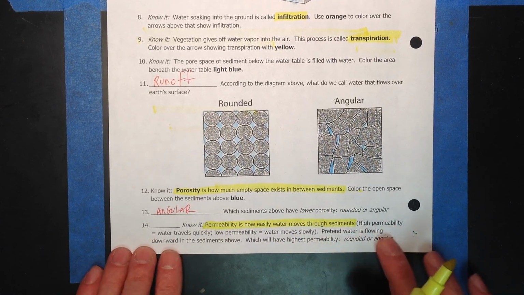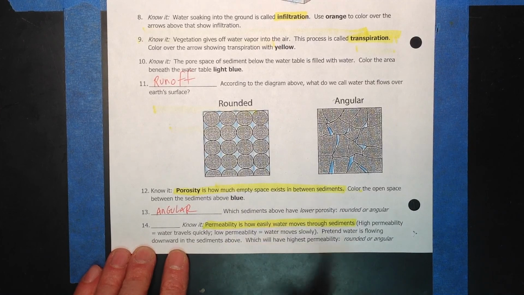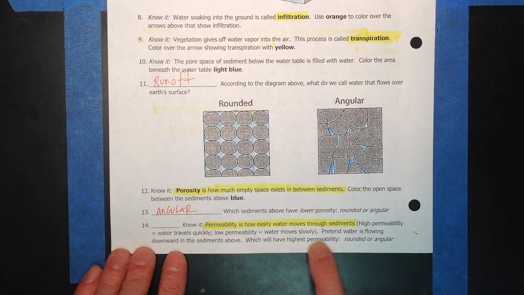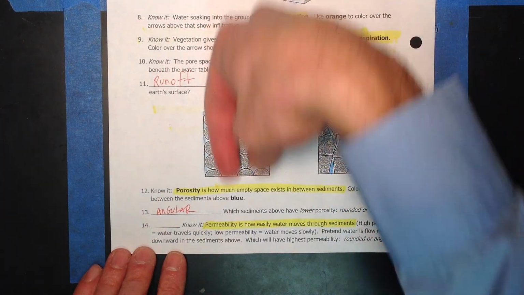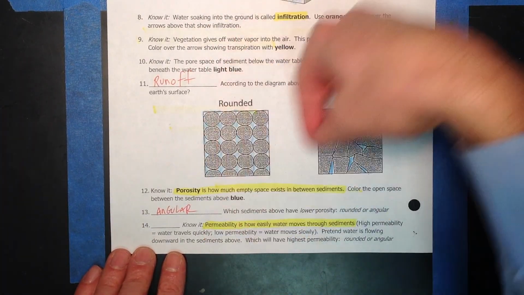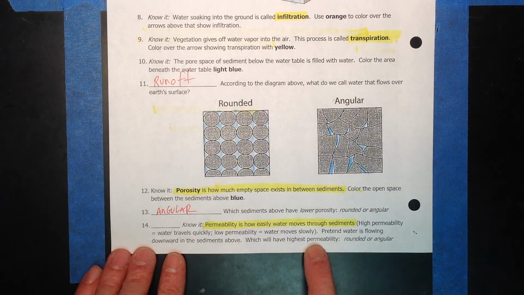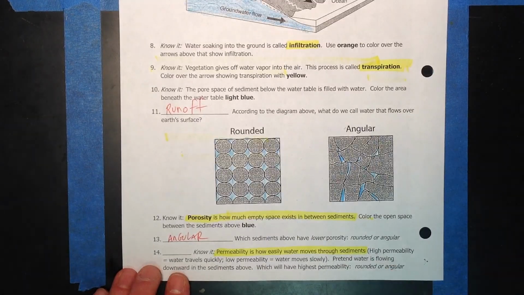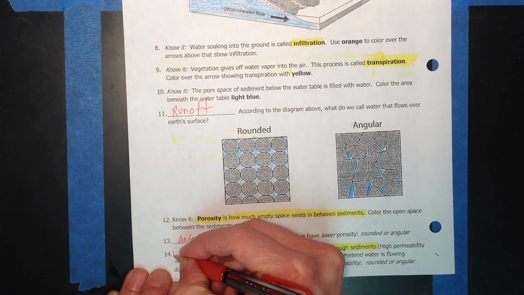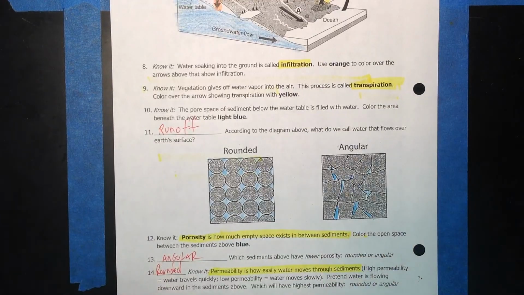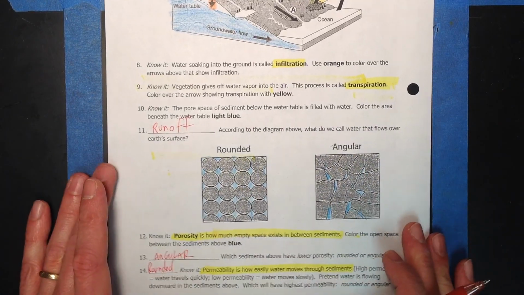Pretend water is flowing downward in the sediments above. Which will have the highest permeability, round or angular, with water flowing through it? Which is going to flow easier, flow faster? Answer: rounded. I hope that this makes sense.